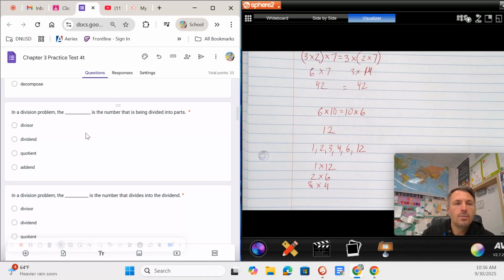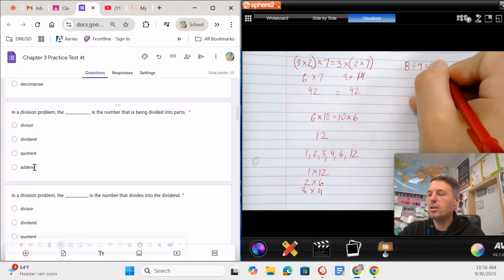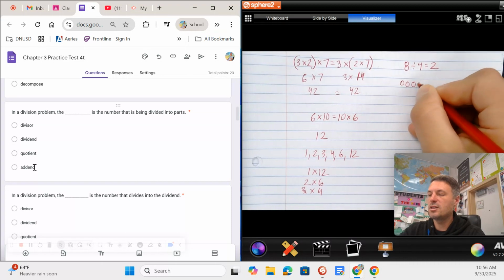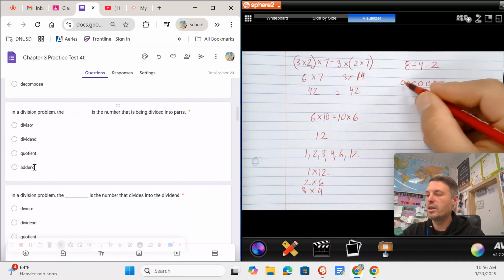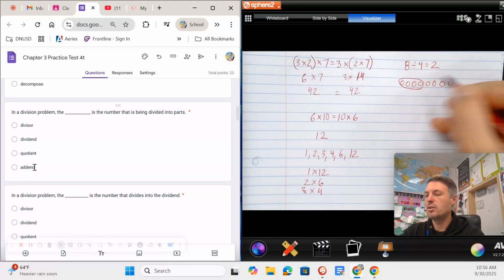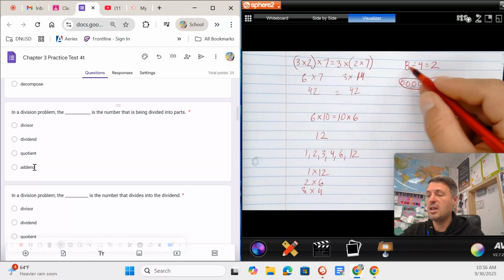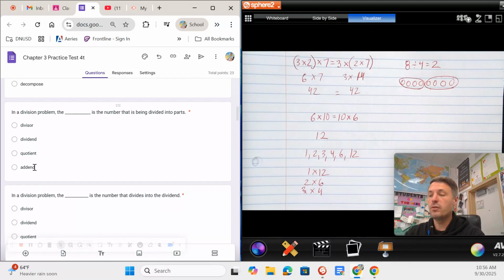Okay, in a division problem, the blank is the number that is being divided into parts. Is it the divisor, the dividend, the quotient, or the addend? So let's just do a simple example of a division problem. 8 divided by 4 equals 2. So that's 8 cookies divided into 1, 2, 3, 4, 5, 6, 7, 8. Divided into equal groups of 4. So here's one group of 4. Here's another group of 4. We can get 2 groups of 4 out of 8. That's why 8 divided by 4 equals 2. The number that's being divided into parts here is the 8, and that's the dividend. So if you chose dividend there, you got that one correct.